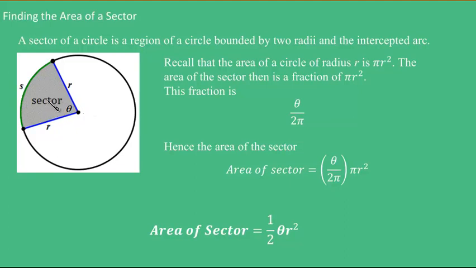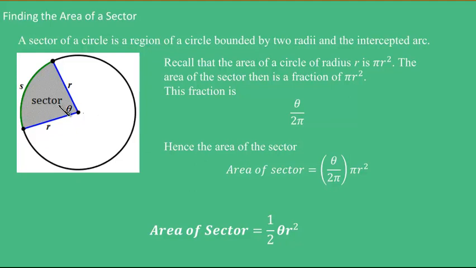Well, to find the area of the sector, all we need to know is the ratio between this rotation here, represented by this angle, and a complete rotation. The ratio of this angle to a complete rotation is going to be equal to the fraction of the complete area that the area of the sector represents.